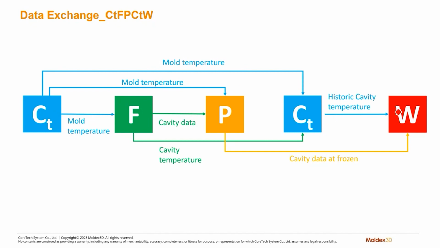Then the warpage uses the pack result as the initial conditions. If it's an enhanced warp, the cooling history of the cavity is very important, so the warpage will also read the cooling history from the second cool and then calculate the enhanced warp.